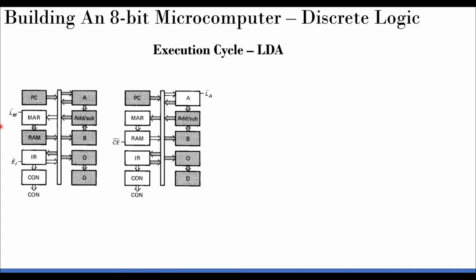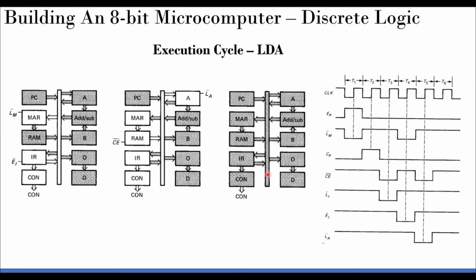The reason nothing happens is to keep it similar to the add instruction, which we'll explain on the next slide, which occupies all 3 cycles. So that's why for LDA the last cycle has nothing happening, but we'll keep it as it is. Now the state diagram is self-explanatory here. In this step you have LM going low, EI going low. Let's see what's happening there.